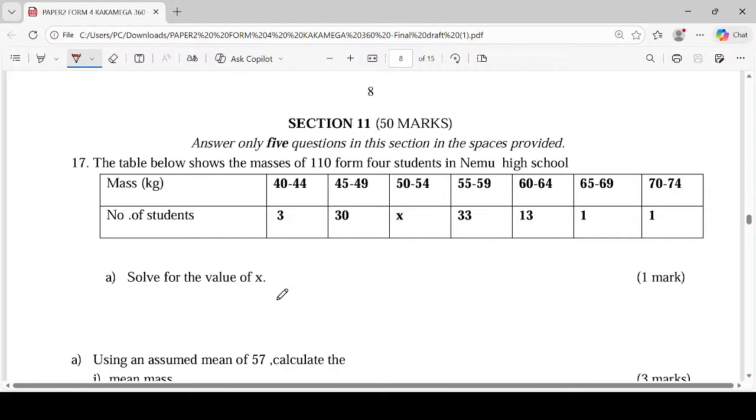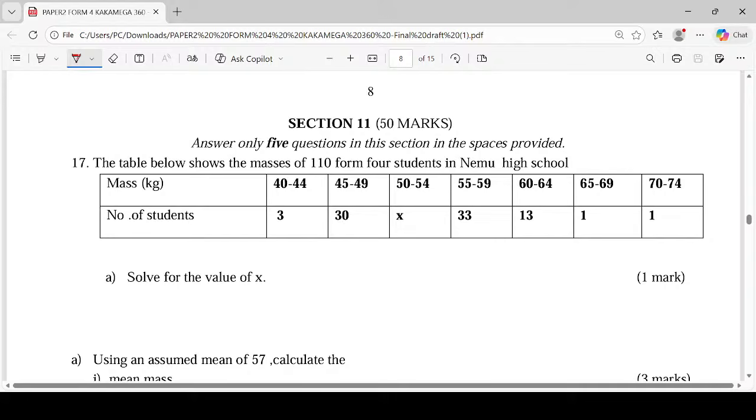When you look at it, part A of the question is to solve for the value of x. Remember, the total number of students here should be 110. So when you add all these values here, they should give you 110.